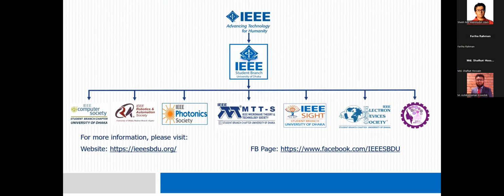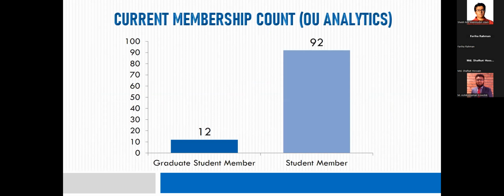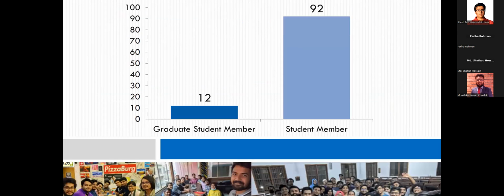Here is the total diagram of our IEEE Student Branch University of Dhaka. There are a total of 7 societies, including IEEE WIE and SIGHT, and IEEE MTT-S is the new addition. We currently have more than 120 members, including 92 student members and 12 graduate members. We got this data from IEEE OU Analytics.